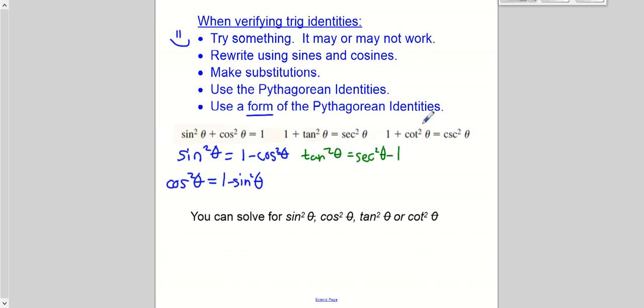We could solve this one over here for cotangent squared. If we solve for cotangent squared, we would get cotangent squared equals, subtract 1 from both sides, cosecant squared minus 1. So there's all these different forms. We can solve for any one of those, and those are just another form of the Pythagorean identity, and we can make that substitution if it helps us. All right, so there's a list, but remember, try something and then see what happens.